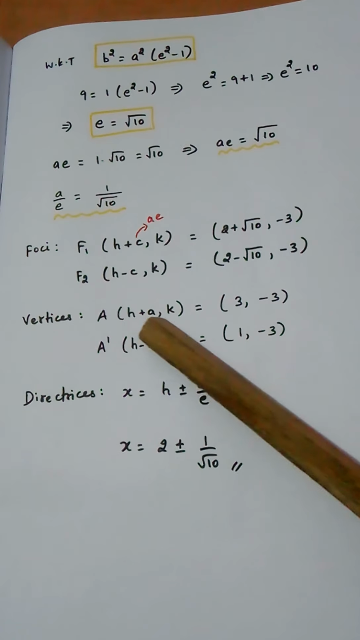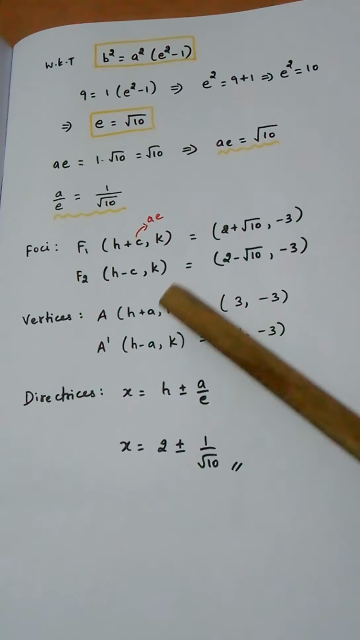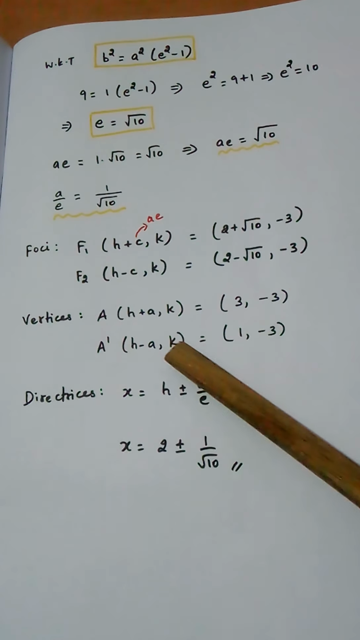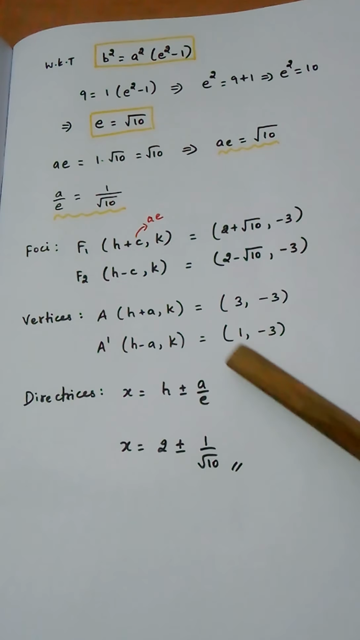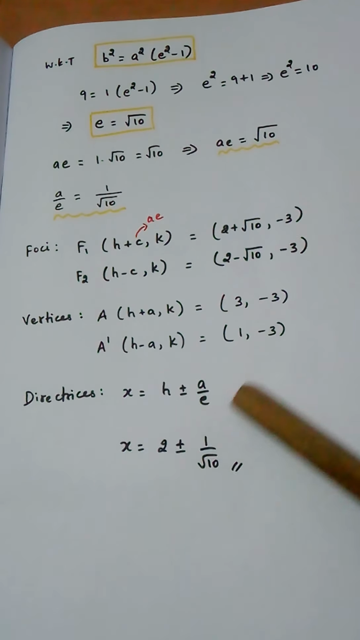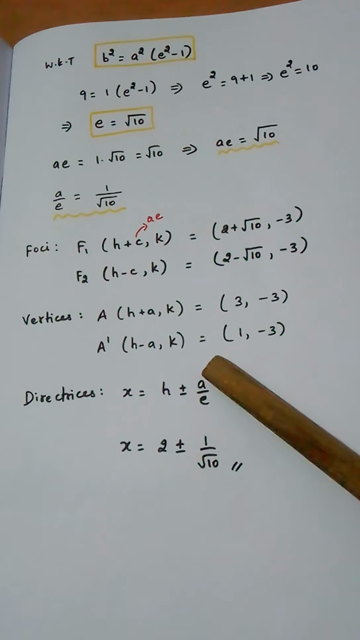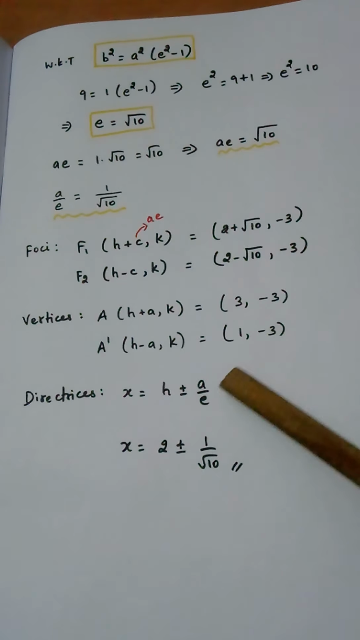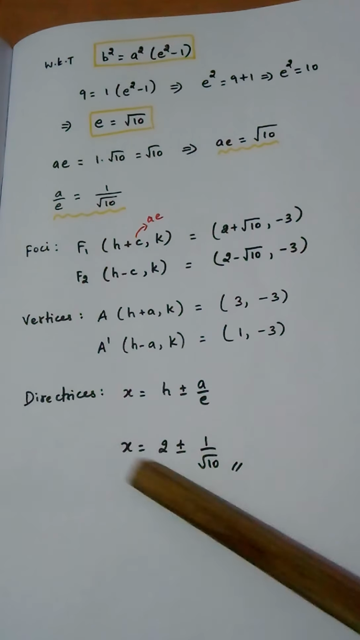Vertices, first vertex h plus a comma k. H is 2, a is 1, so 2 plus 1 is 3, k is minus 3. Second vertex h minus a comma k. H is 2, a is 1, 2 minus 1 is 1, k value is minus 3. Directrices, since this is standard form, the directrix formula is x is equal to h plus or minus a by e. Suppose if it is non-standard form, y is equal to k plus or minus a by e. H means 2, a means 1, e means root 10. So this is the answer for the equation of directrices.